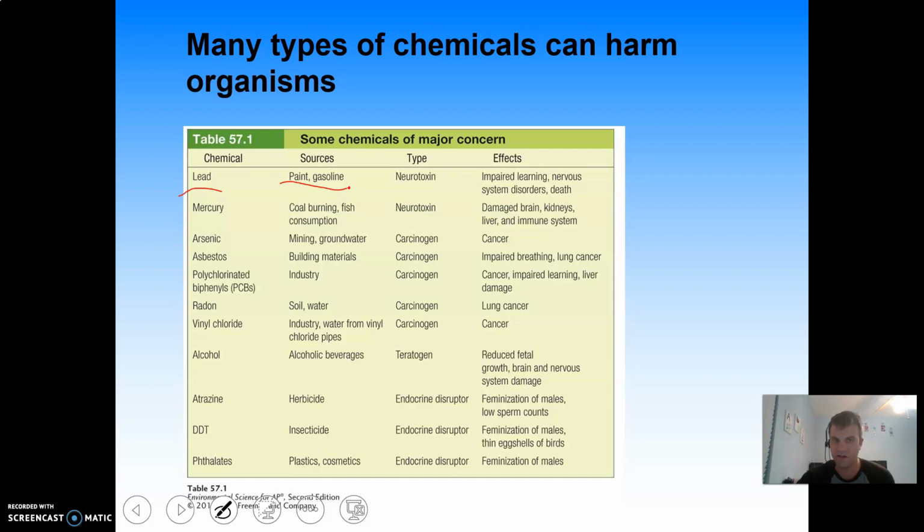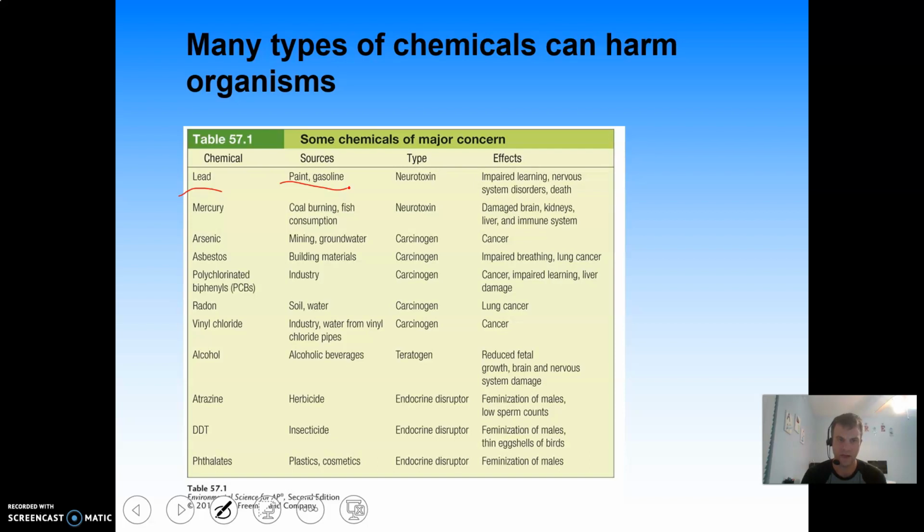Arsenic comes from mining operations and can leach into groundwater, and this can cause cancer, as well as asbestos, which used to be used in building materials and is a carcinogen as well, that can lead to lung cancer and impaired breathing. PCBs, or polychlorinated biphenyls, are an industrial chemical, which can be a carcinogen, leading to liver damage. Radon, which can be found in your soil and water, causes lung cancer.